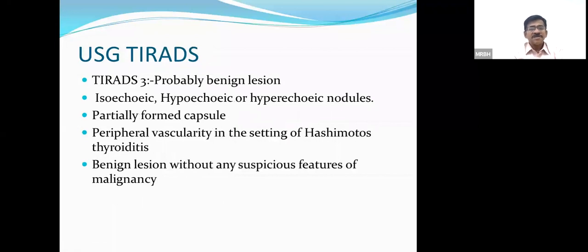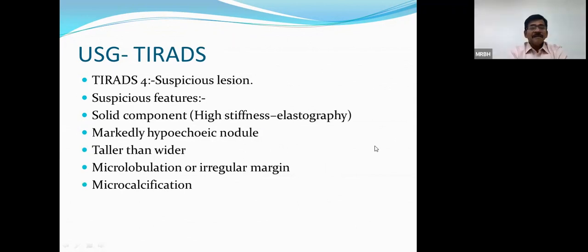THYROID 2 is benign, and THYROID 3 is a probably benign lesion. This lesion has some characteristics: it may be isoechoic, hypoechoic, or hyperechoic. They may have a partially formed capsule. There can be peripheral vascularity in the setting of Hashimoto's thyroiditis, or this can be a benign lesion without any suspicious features of malignancy. Next. THYROID 4 is classified as a suspicious lesion, and THYROID 5 is a situation of high risk of malignancy.